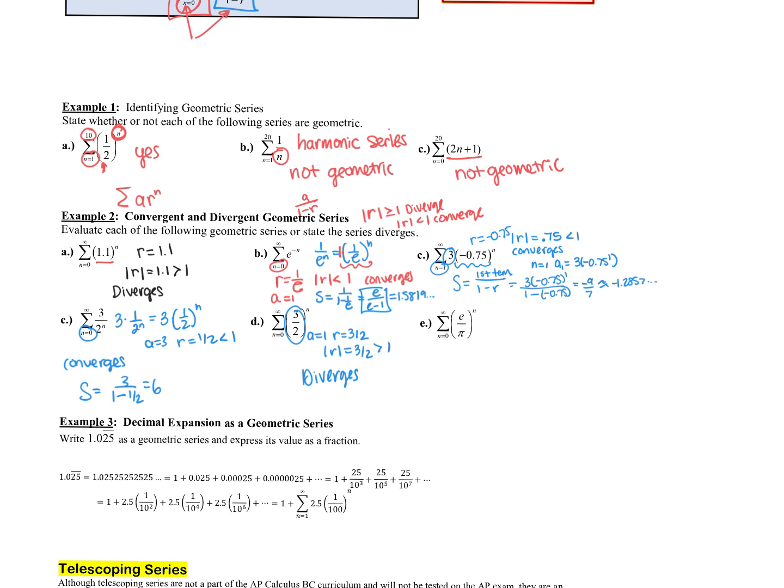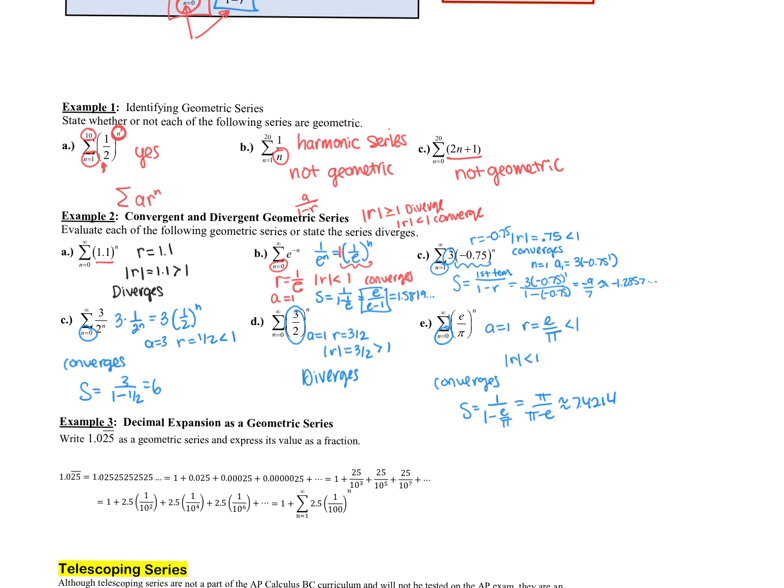Here, also clearly another geometric series. A is equal to 1, constant in front. R is equal to e over pi. So then the absolute value of r, e is 2.7, pi is 3.1, so this will be less than 1. So this converges. And if we find the sum, that'll be equal to a, because we start at 0, over 1 minus r. Multiply top and bottom by pi, and you'll get pi over pi minus e, which is about 7.4214.